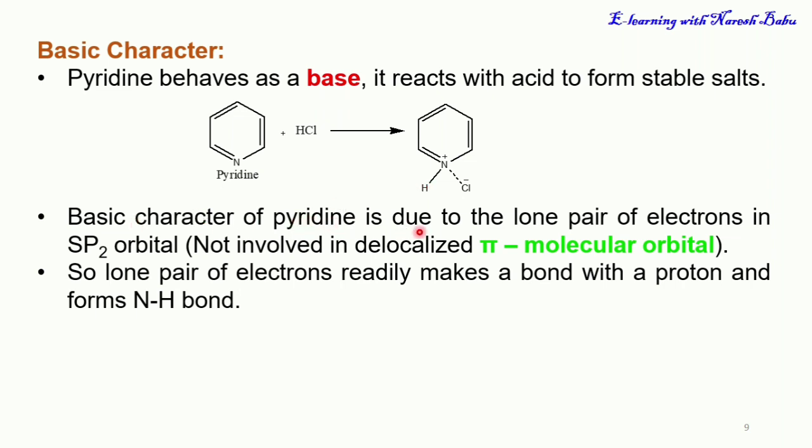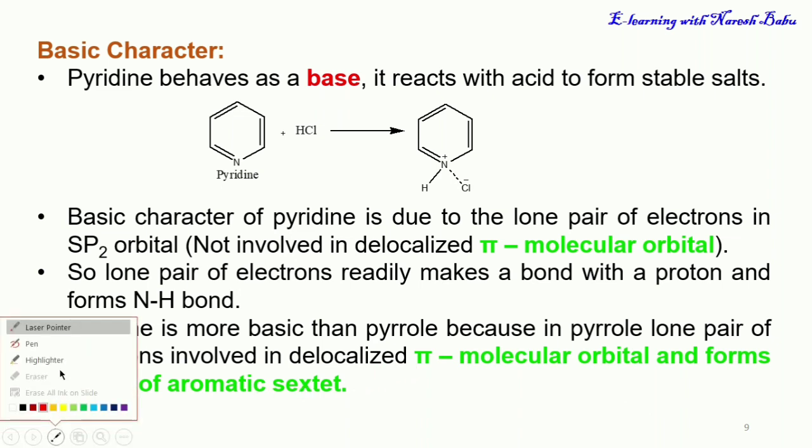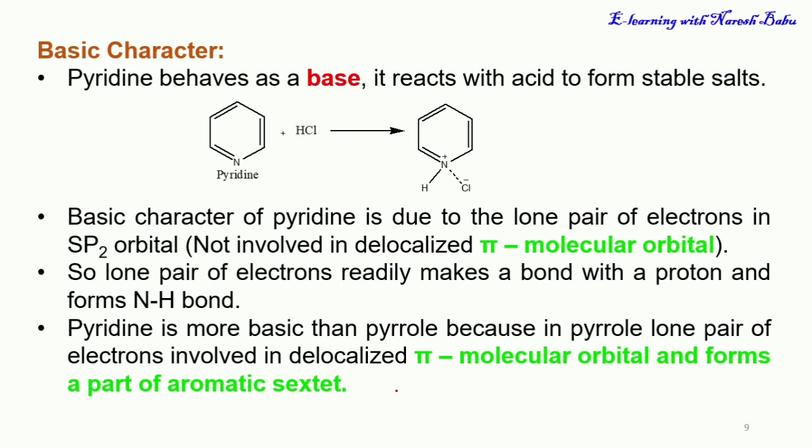The basic character of pyridine is due to the lone pair of electrons in the sp2 orbital. This lone pair is not involved in the delocalization of the pi molecular orbital, so it readily makes a bond with the proton, H plus, and forms an N-H bond as in the reaction. Pyridine is more basic than pyrrole because in pyrrole the lone pair of electrons is involved in the delocalized pi molecular orbital and forms part of the aromatic sextet.